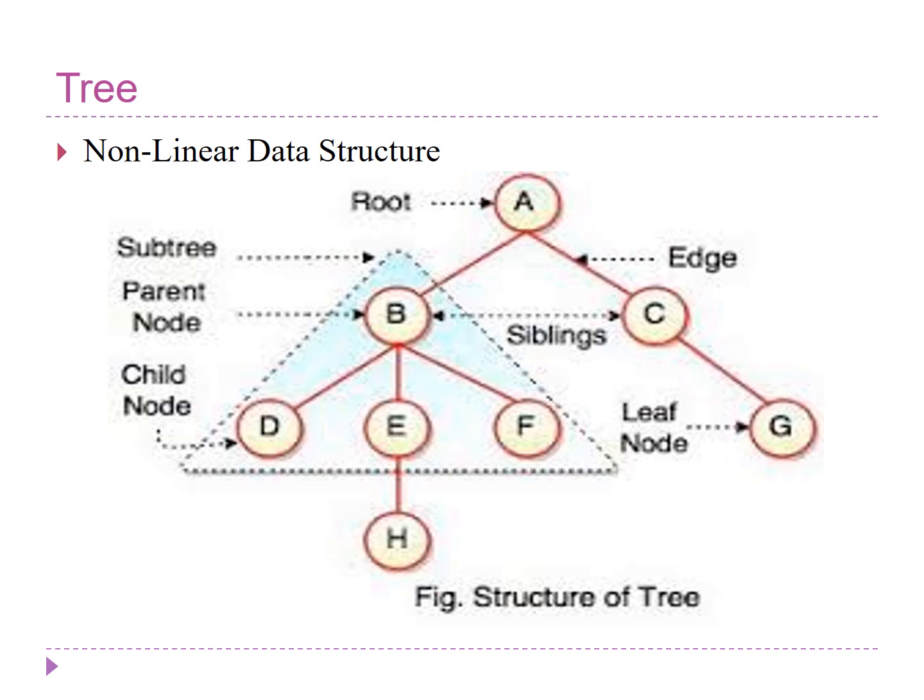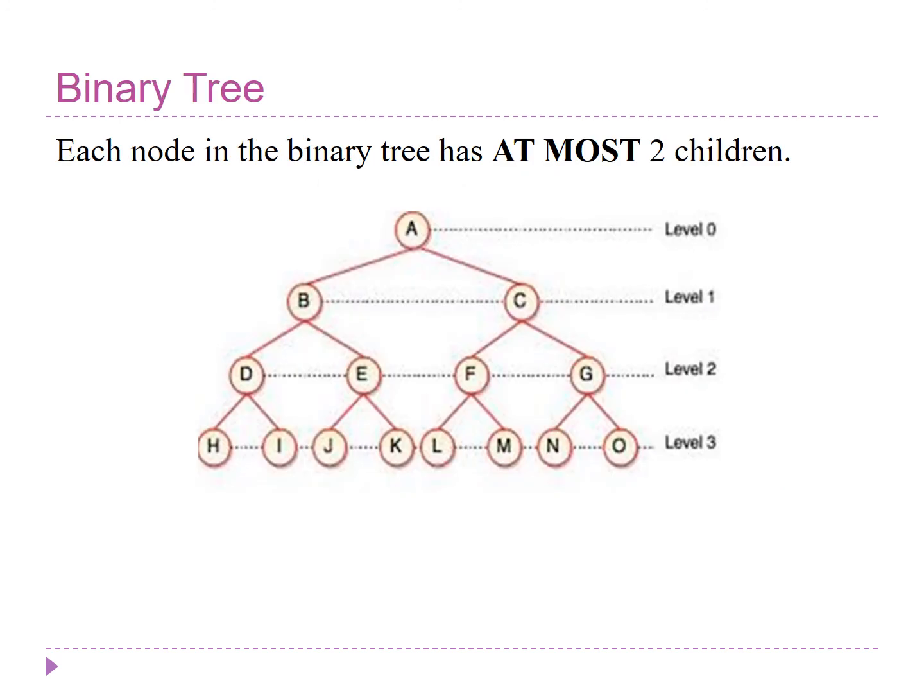The nodes which do not have child nodes are called the leaf nodes. What is a binary tree? In a binary tree, each node has at most 2 children. Given here is an illustration of a binary tree. As you would have noticed, every node has a maximum of 2 children.